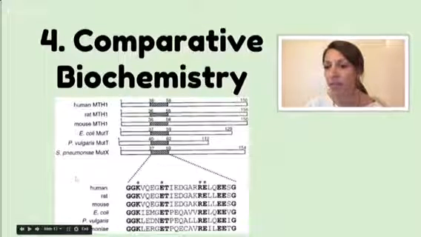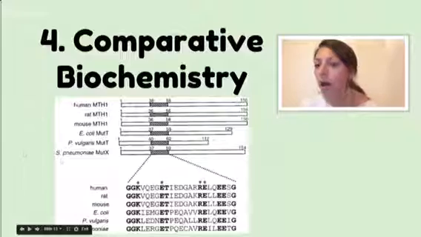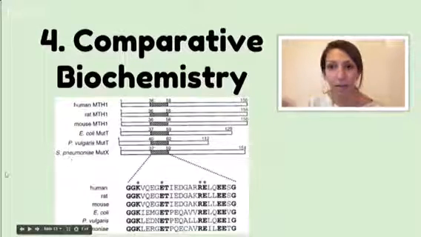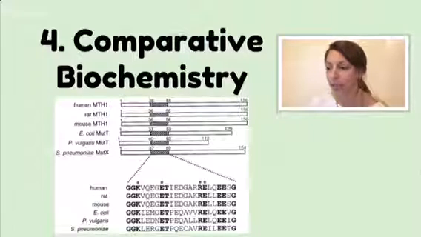So we have a human, rat, mouse, E. coli, bacteria, and some other bacteria as well, pneumonia and P. vulgaris. So all of these are going to be very, very different organisms, but we see that there are similarities within that DNA, within that amino acid sequence.